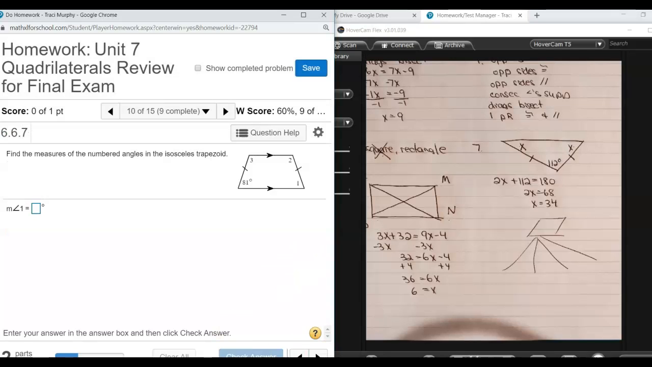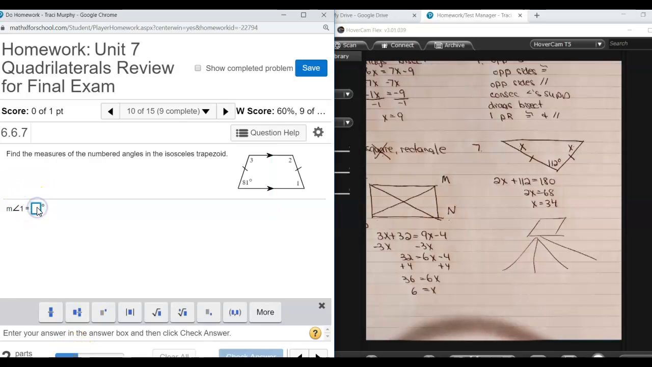Okay, next we have an isosceles trapezoid. If you remember, in an isosceles trapezoid, we had a line of symmetry. So that meant if I draw right down the middle here, that angle 1 and angle 81 are the same, and 2 and 3 are the same. So the first thing we've done is we've figured out angle 1 is the same as 81. So let's go ahead and type that in.